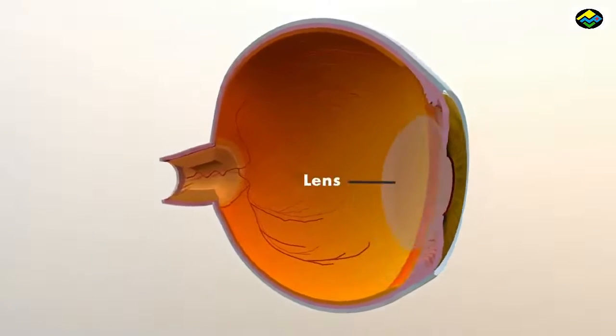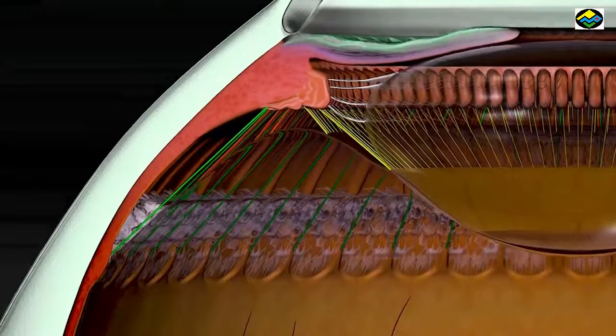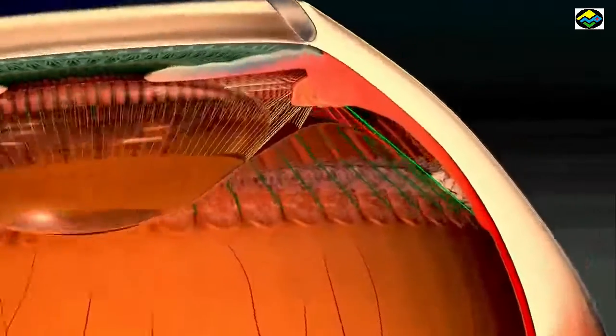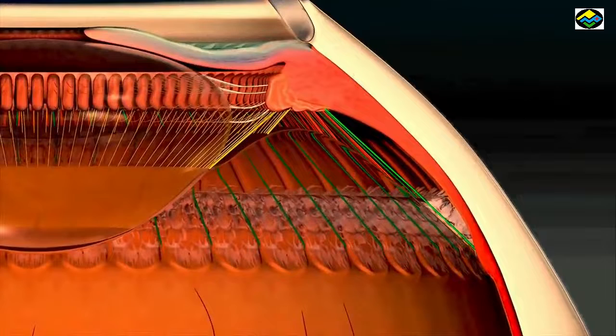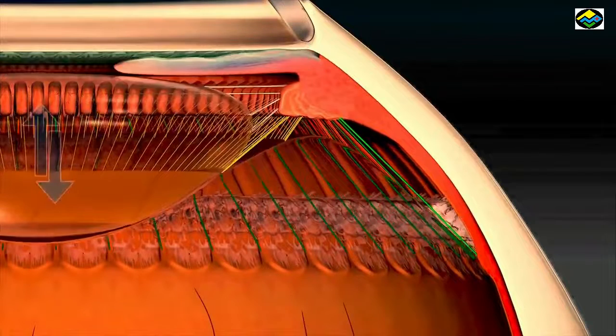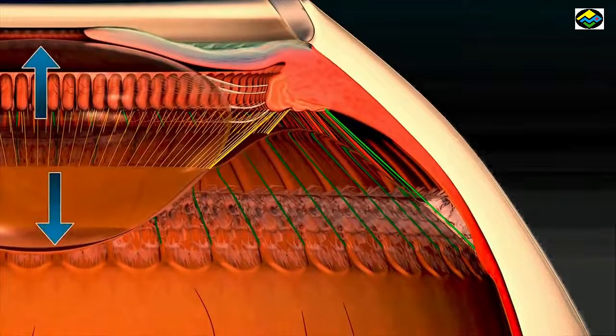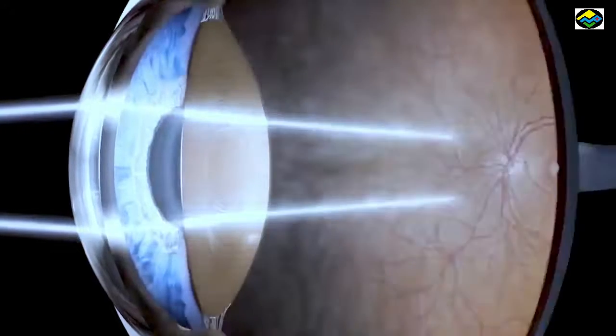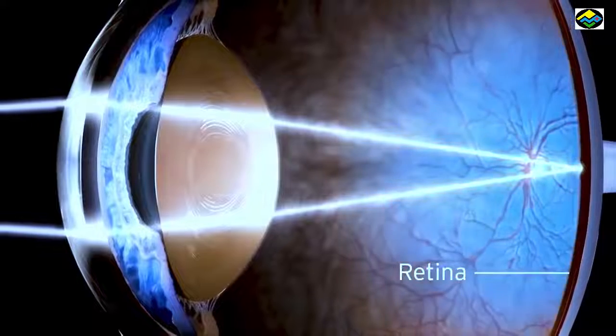Posterior to the iris, lens is present. By changing its shape, lens focuses light rays onto the retina. Through the action of ciliary muscles, lens changes its shape. To focus near objects, lens becomes thicker, and to focus far objects, lens becomes thinner. After passing through the lens, light rays are focused onto the retina.